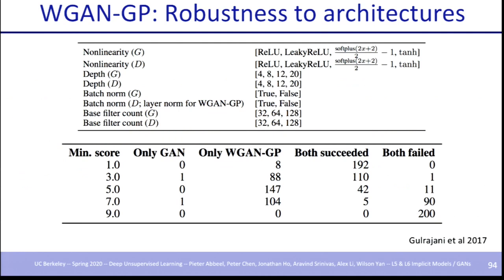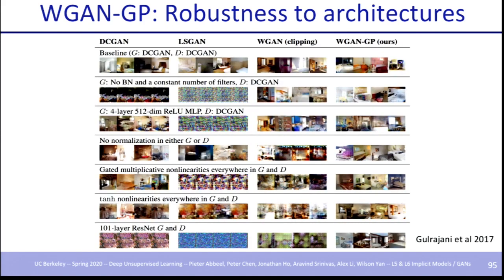So WGAN GP was more robust to the architecture choices. They did a lot of ablations. They tried various nonlinearities in the generator and discriminator, different depths, whether there's a batch norm or not, and layer norm for the discriminator, and also the number of filters and so on. And it turns out that WGAN GP succeeds on a lot of architectures compared to regular GANs, and that was a cool result. The robustness is a lot more now.